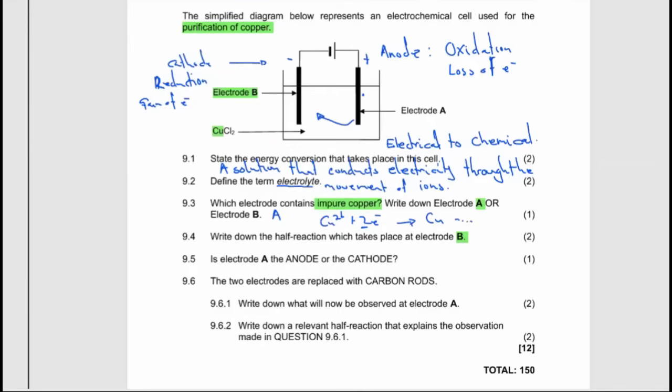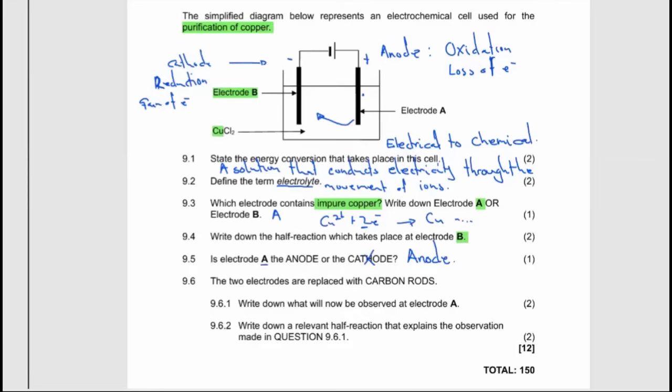Then number 9.5: is electrode A an anode or the cathode? We have already identified that. A is the anode. According to the analysis, this is the positive terminal, so A is the anode.